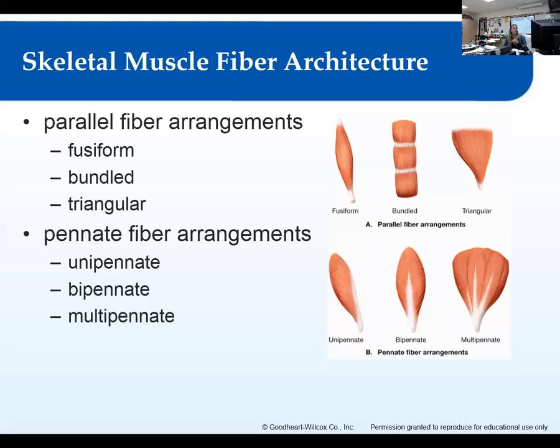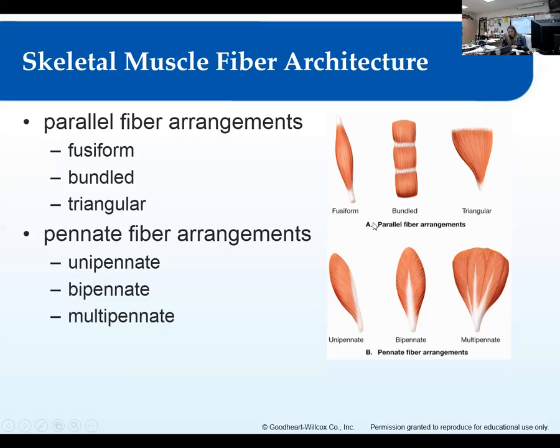All right, let's look at the architecture. So how the muscles are structured in relation to how they function. Parallel fiber arrangements: that means they're all parallel, going in one direction, right? So look at these different ones. You have fusiform, which is like biceps or triceps. Bundled, which is like rectus abdominis. And then triangular, and you've probably seen this one. This looks like the deltoid.